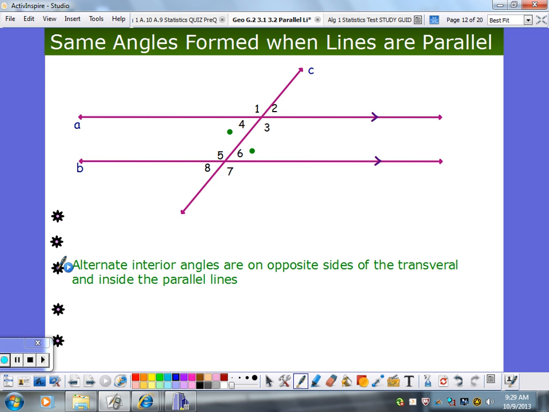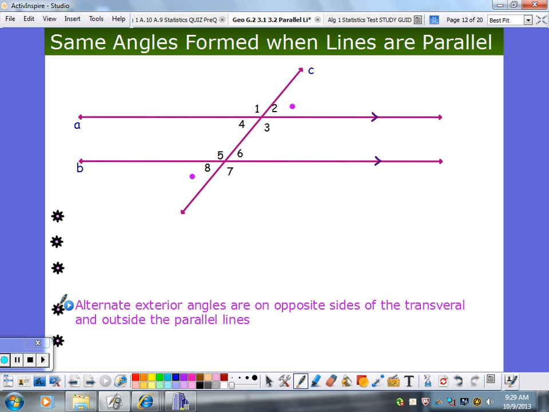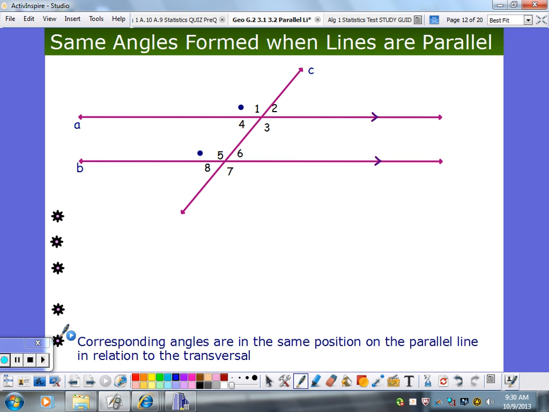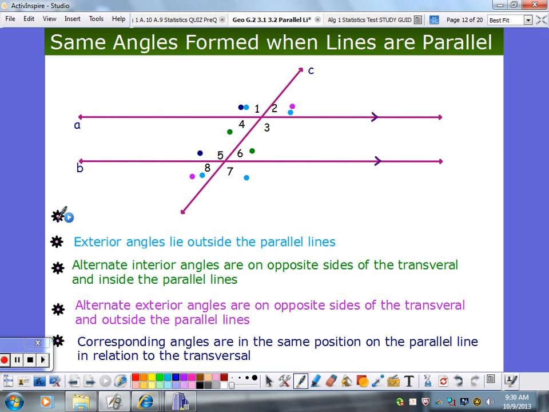I've also got my alternate interior angles. They're inside, that makes them interior, and they alternate around. What would be another set of alternate interiors? 3 and 5. Okay. Alternate exterior angles are on opposite sides of the transversal and outside the parallel lines. And corresponding angles are in the same location on the other line. So we kind of fill in all the different ones that we have.